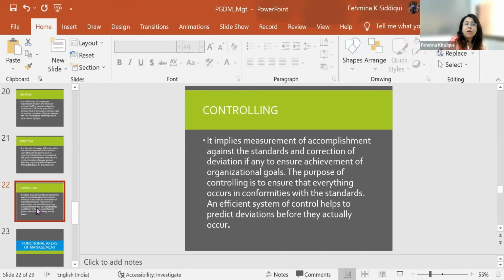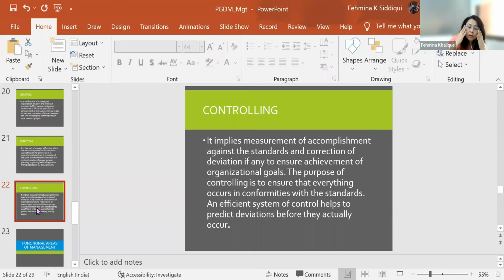Then controlling is not only done at the end. Controlling can be done while the project is going on, and also at the end of the project, to see what all mistakes were done, how these mistakes can be avoided for the next project, so that when you plan for the next project, this controlling will help you in planning. So that is why it becomes a cyclical process.